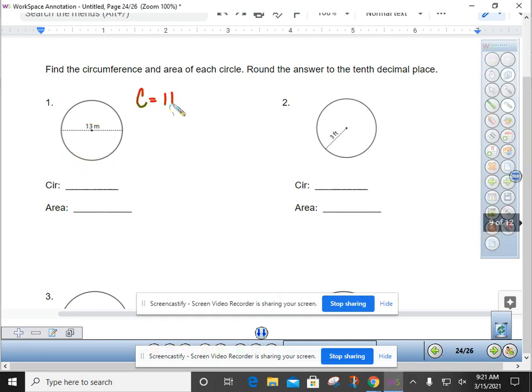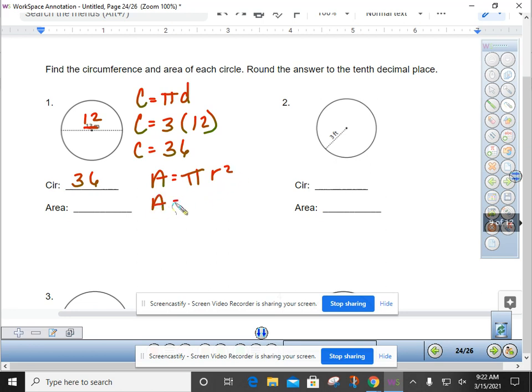C equals pi d. Write the formula every single time. What are we gonna use for pi? 3. What is the diameter? 13. We're gonna change it to 12. Mark it out, change it to 12. What is the diameter? 12. C equals, what's 3 times 12? 36. The answer to the circumference is 36. Now we're gonna find what? Area equals pi r squared. Write it down. Everybody, what are we using for pi? 3. What is the radius? 6. 6 squared.